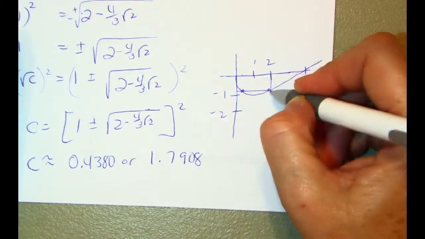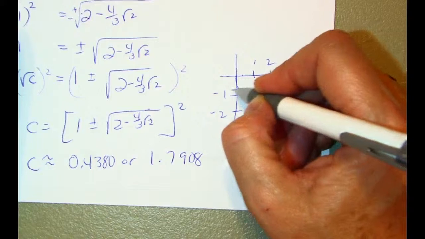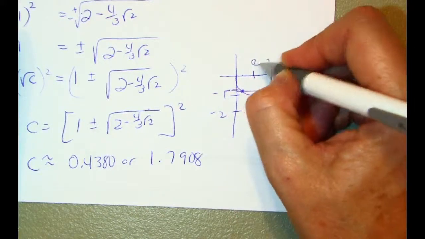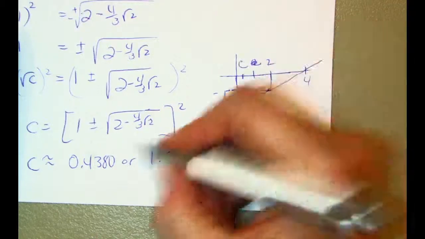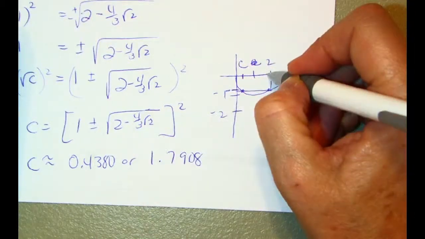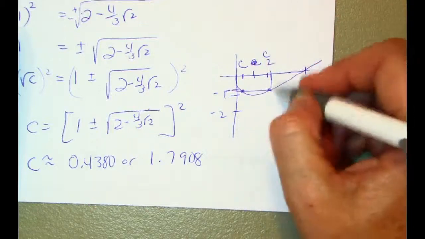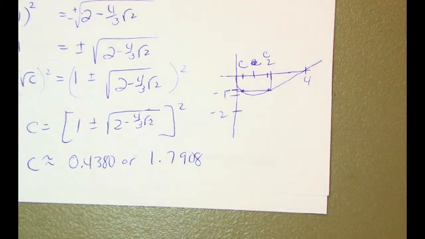that average value, which we found last week, is this y value here. There's my average value. I'm not finding the y part. I'm finding the x part, which is called my c. I'm sorry, not this one. My c is here, 0.4380 or 1.79. I have my two c values. So now I can find the area underneath that curve. And obviously that area would be negative.